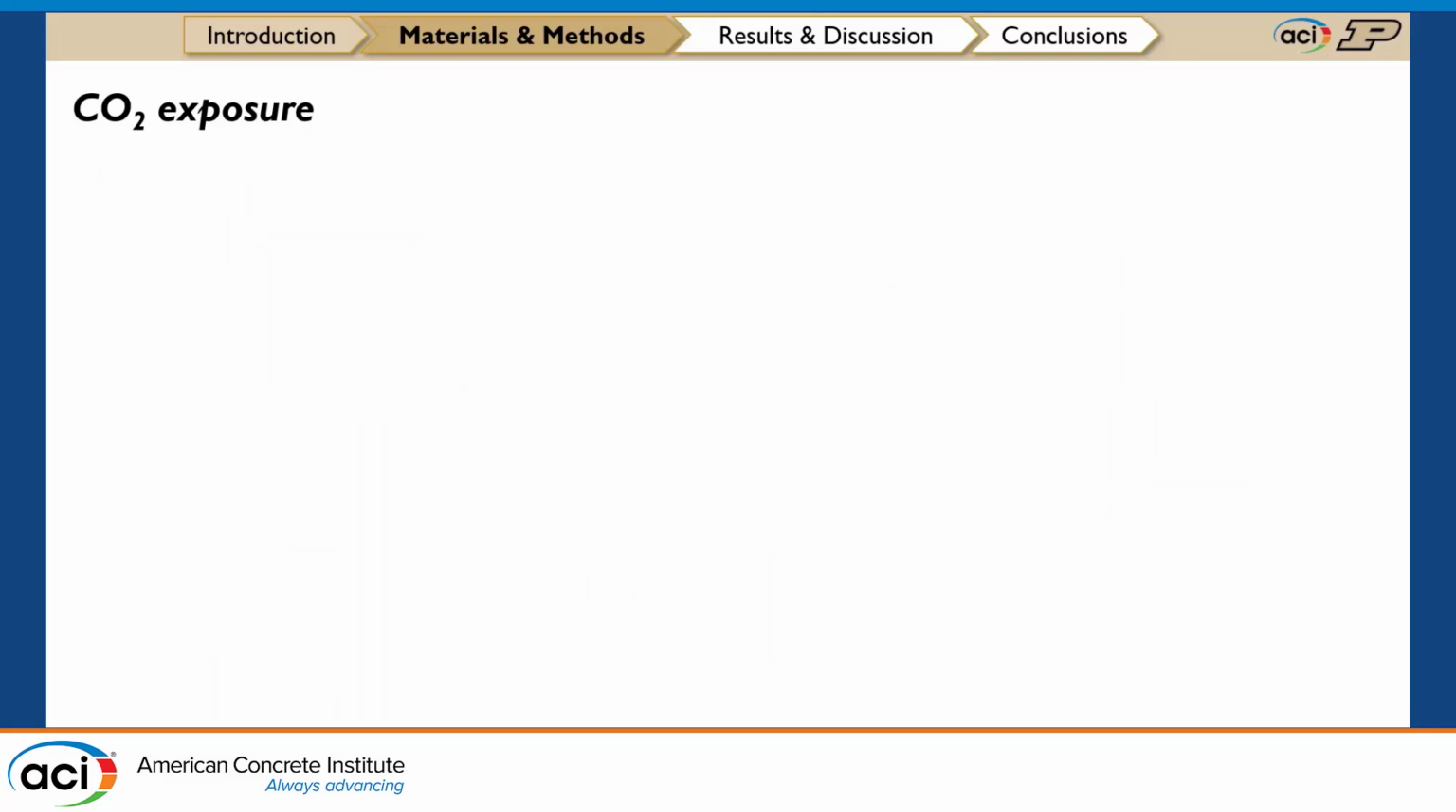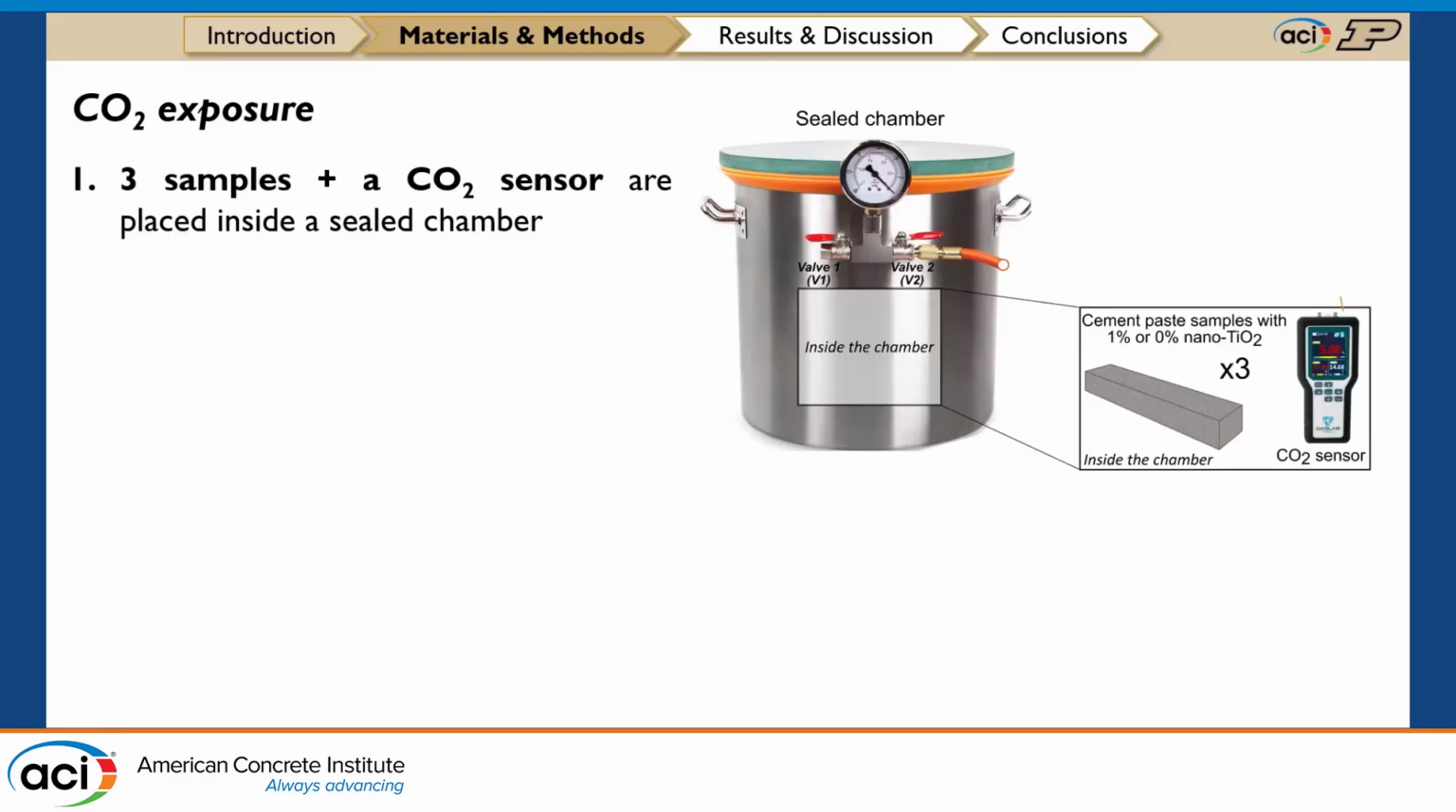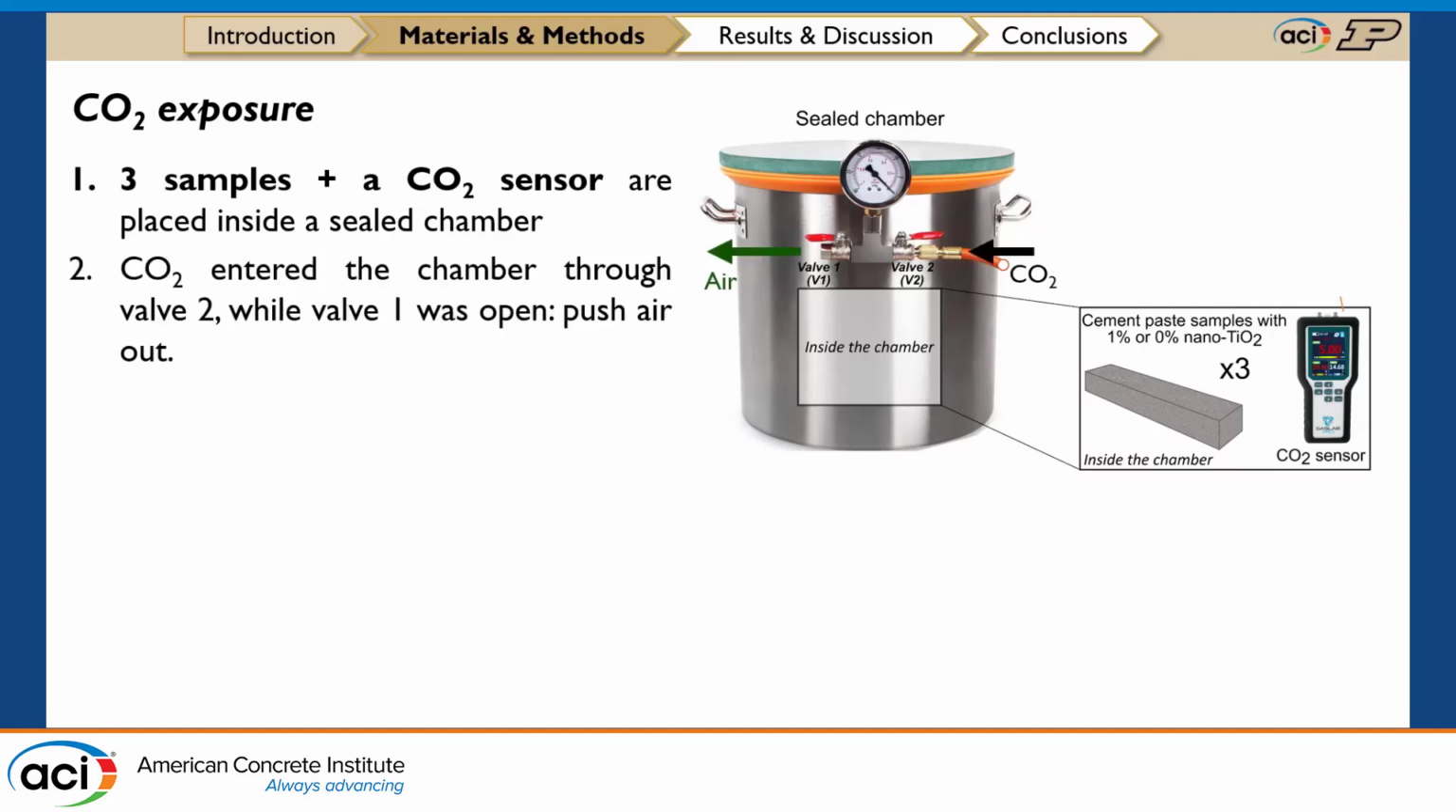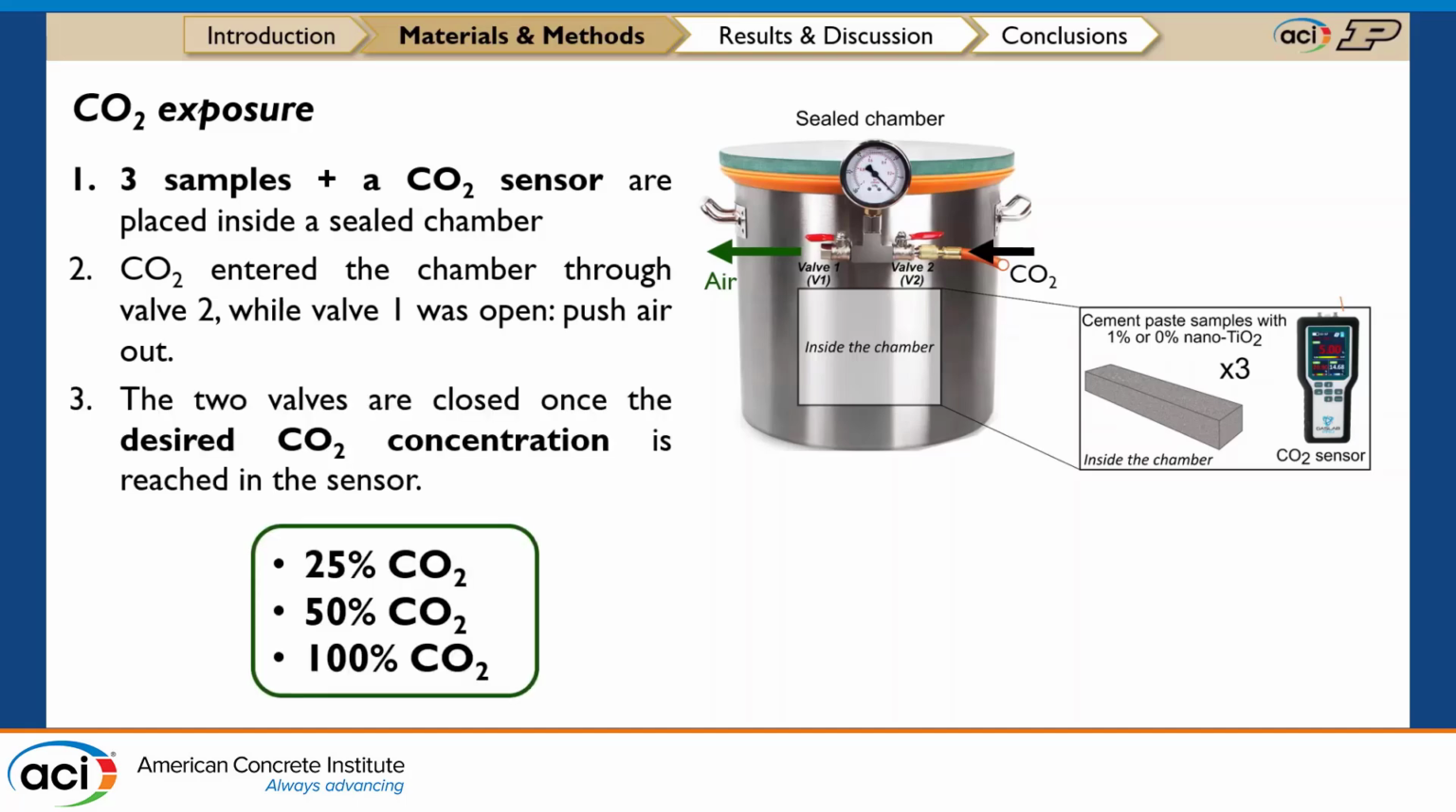And that CO2 exposure consisted of placing 3 samples of the same type inside of a sealed chamber along with a CO2 sensor to monitor the changes in CO2. Then we enter CO2 inside of the chamber through one of the valves, making sure the other valve is open so that the air can be pushed out of the chamber. And we stopped at the desired CO2 concentration. And for this, we tested 3 different initial concentrations, and those were 25% CO2, 50% CO2, and 100% CO2.